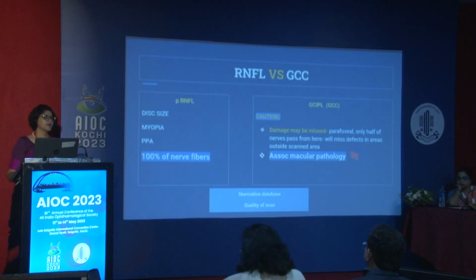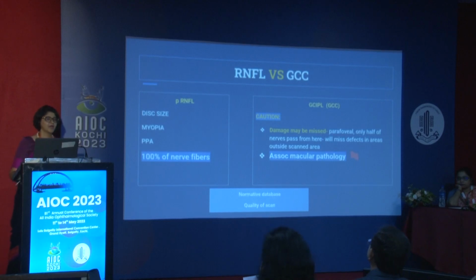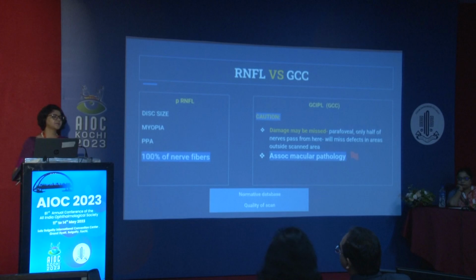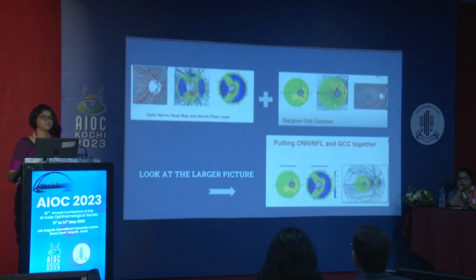However, the RNFL is where you are able to check 100% of nerve fibers, and at the GCC you may miss out peripheral loss in the arcuate areas. So you would only pick up the parafoveal changes better. And secondly, macular pathologies, if they are coexisting, can really affect the result. So if you're checking the GCC, you must also look at the macular scan and see that there is no associated macular pathology.